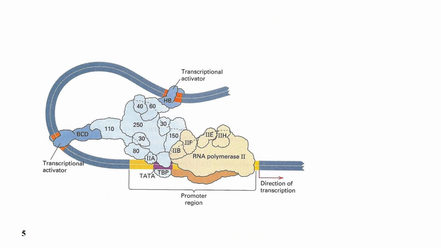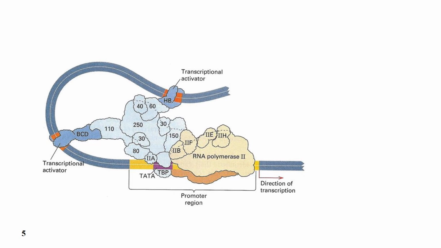I put this image here to demonstrate that it's not only the general transcription factors that are required to initiate transcription in a eukaryotic cell. We see in the promoter region, TATA binding protein is part of TF2D, the other general transcription factors about which we spoke, as well as RNA polymerase II.